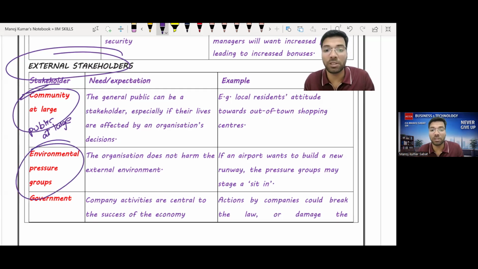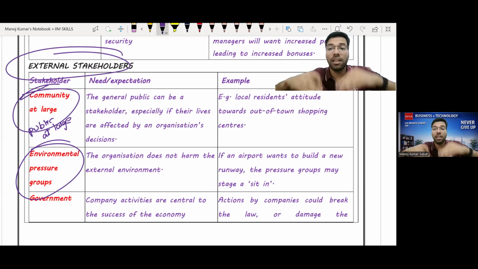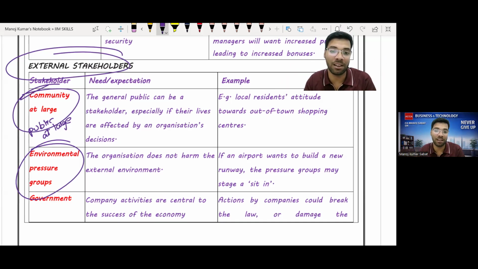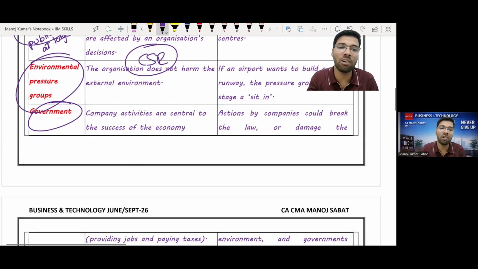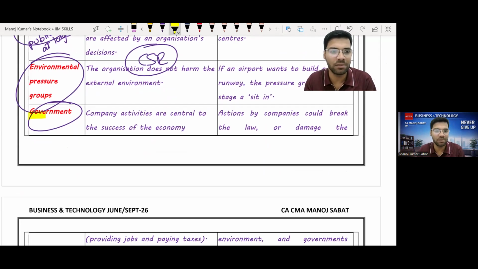Similarly, environmental pressure. Environmental pressure is nothing but this: whenever a business organization is working, it exploits natural resources. In that case, it also needs to give back in the form of CSR, corporate social responsibility. Next, government. How is the government interested in the business organization? Nothing but collection of taxes, isn't it?